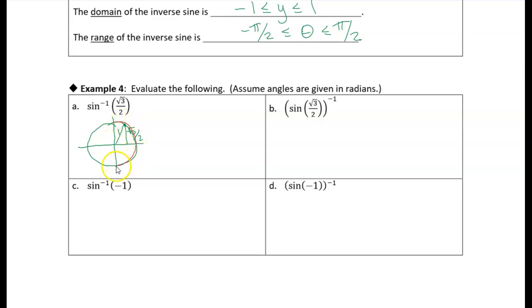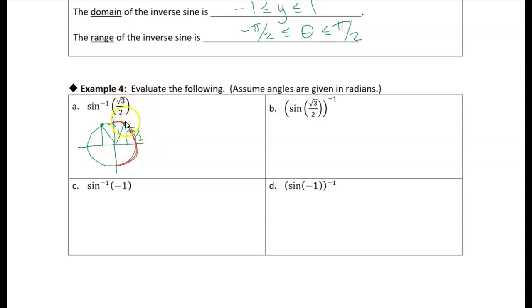But again, we're always going to get an output between minus pi over 2 and pi over 2. So it's going to be on that half of the circle. Because you can see that there's another angle over here that has that same sine value, right? If I go over here, it just comes straight across. There would be another angle over here that has that same sine value, but it's out of the range of the inverse sine.